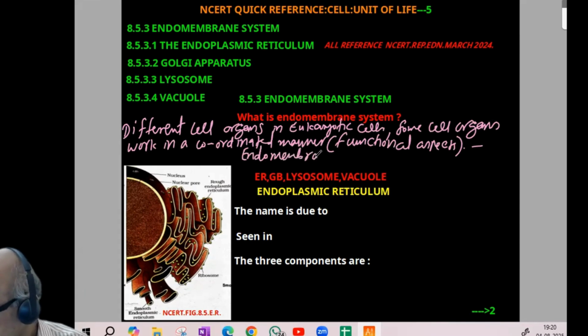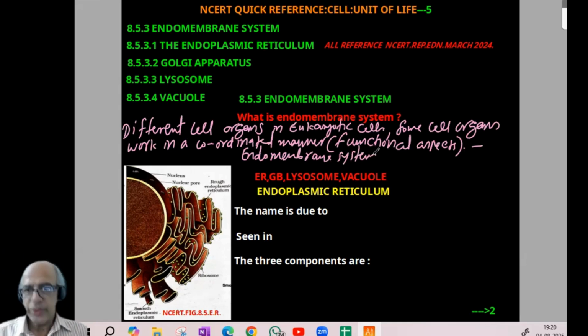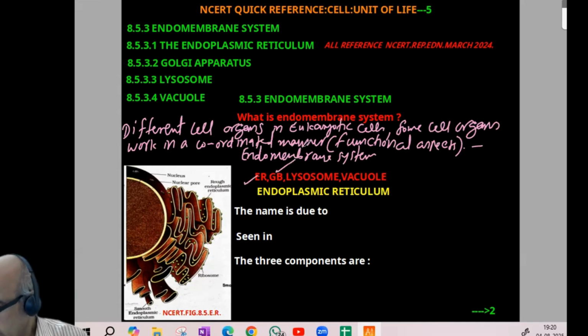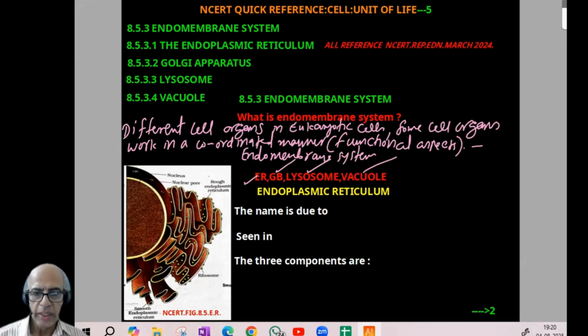And how many organelles are put under endomembrane system? Basically 4: endoplasmic reticulum, Golgi body, lysosome, and vacuole. I think the definition is clear, cell organelles clear. Now we can proceed to endoplasmic reticulum.